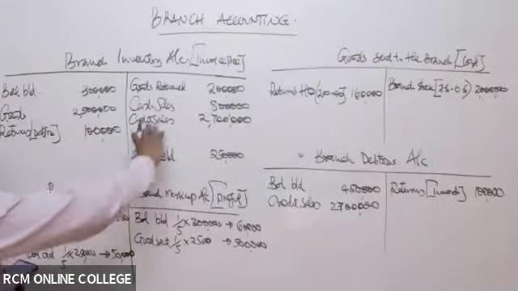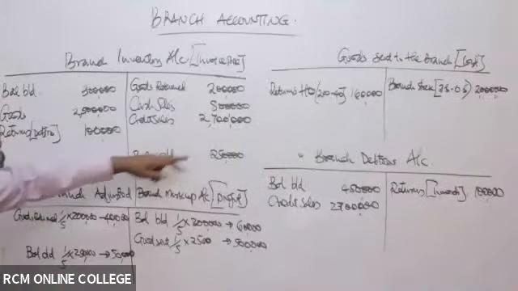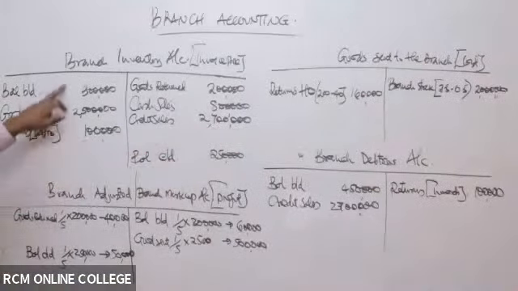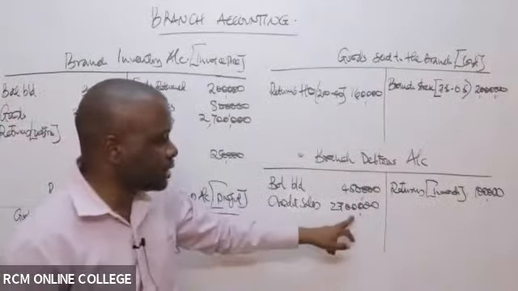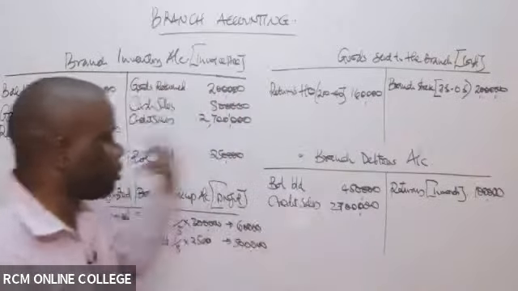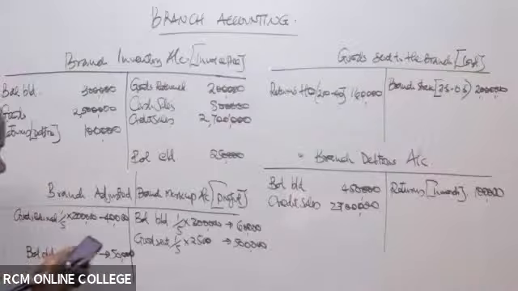Ulikuwa umewauzia hii side ikatoka, but now sasa maybe ilikuwa kwa easy, but sasa wamekurudishia. So zimerudi hapo kwa branch inventory hapo. But now them as debtors, ulikuwa na wadai 2.7, but lazima wapunguze. So wamekurudishia. So they have returned. So those are the returns.